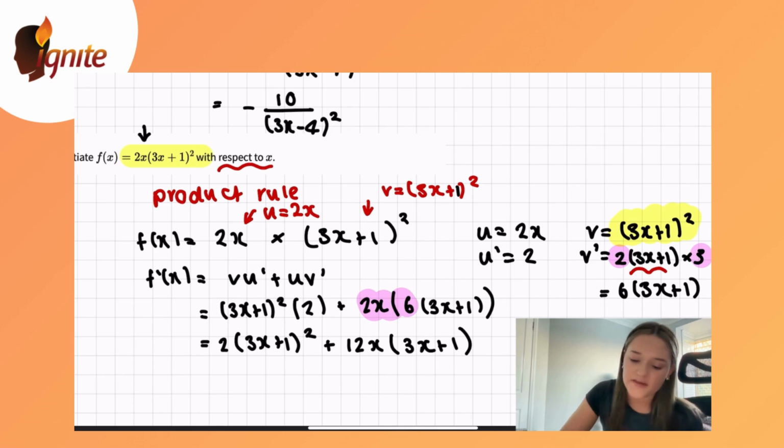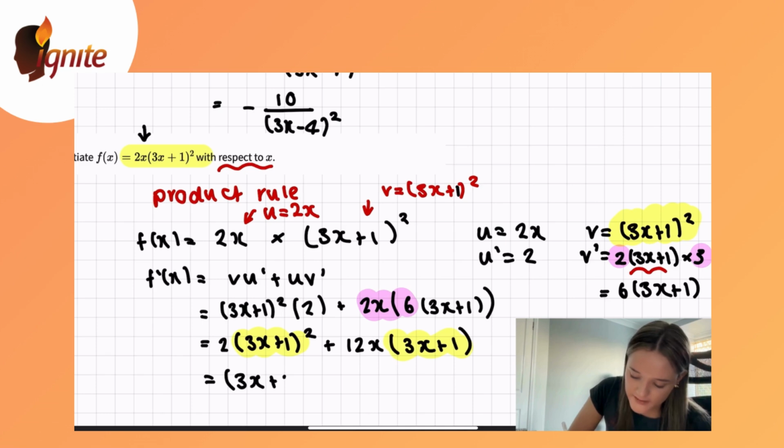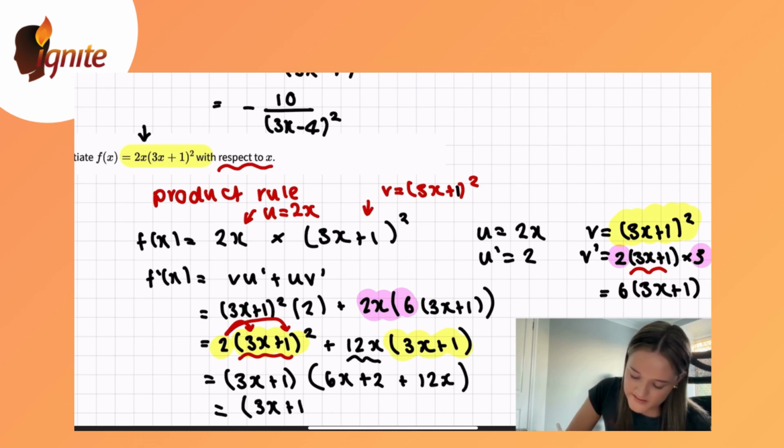Okay, probably the easiest step for this question here is to pull out a common factor of 3x plus 1. So taking out 3x plus 1, I have 3x plus 1 outside. Then I have 2 times another set of 3x plus 1. So I can use the distributive law here. So 2 times 3, which is 6x, plus 2 times 1, which is 2. And then I just have plus 12x. So this 12x sitting outside there. Simplifying that, I have (3x plus 1) times (18x plus 2).